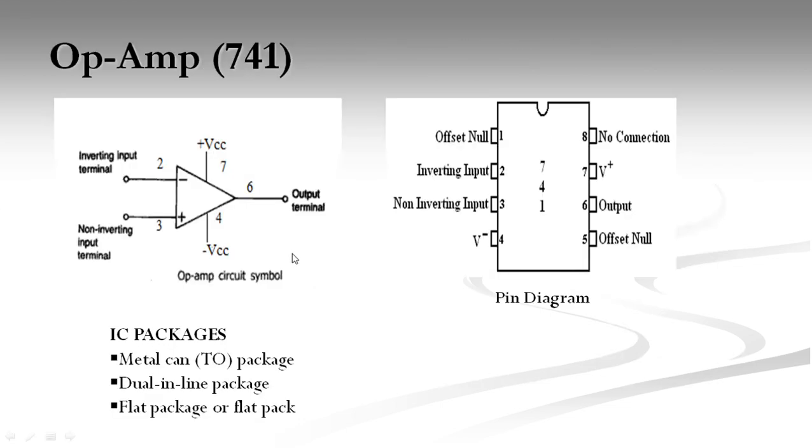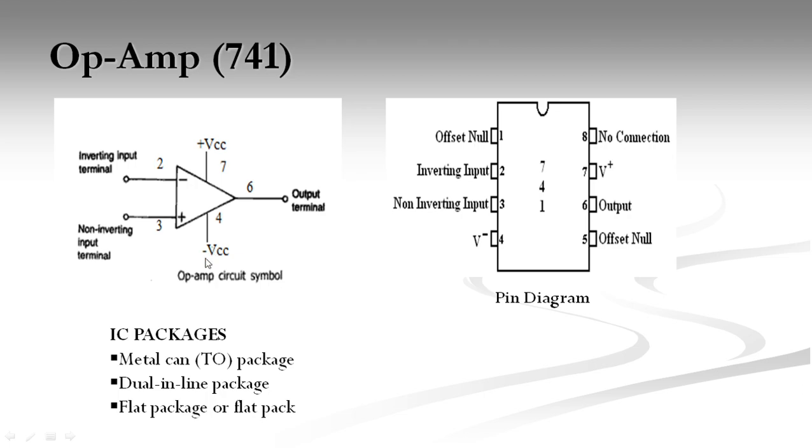Now let us see the op-amp circuit symbol. The first figure shows the op-amp circuit symbol. Here we are going to see a special type of operational amplifier, the 741. This op-amp consists of two input terminals and one output terminal. The negative sign indicates the inverting input terminal, which is terminal number 2, and the positive sign indicates the non-inverting input terminal, which is terminal number 3. The output terminal is the sixth pin, and the seventh pin is connected to the positive of the external DC source.